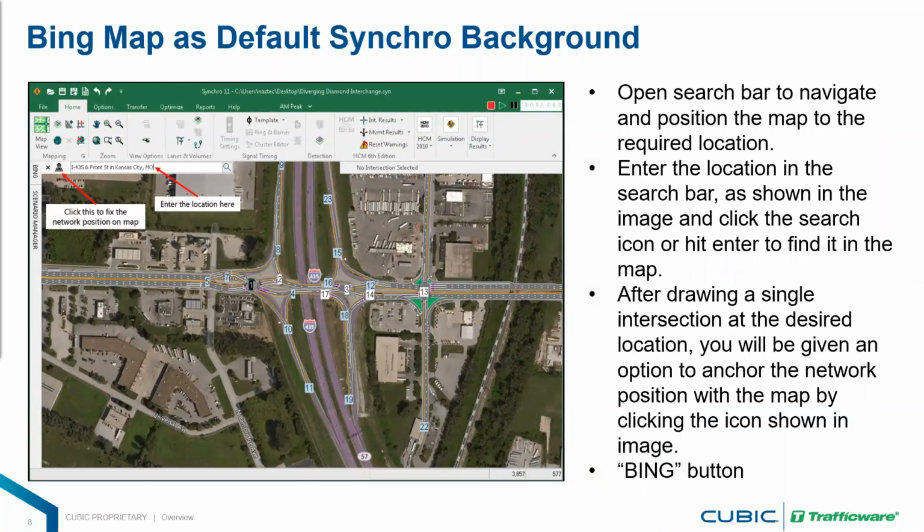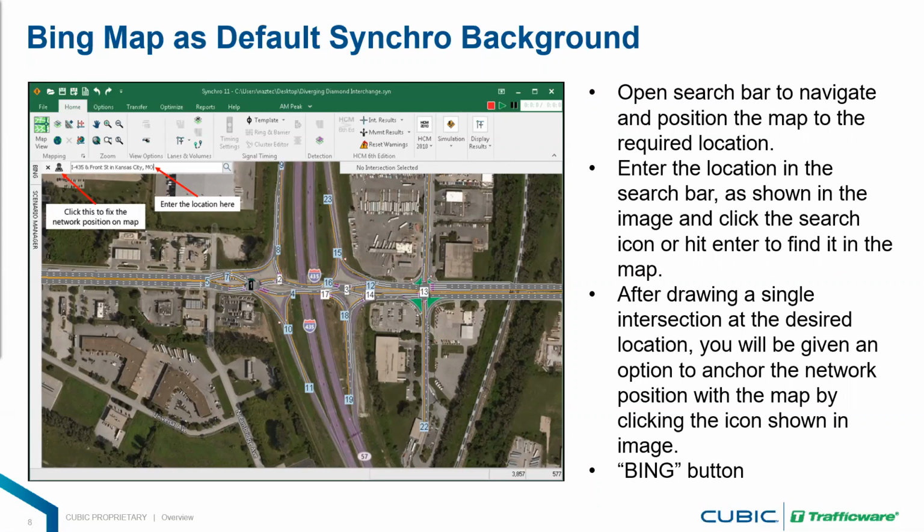Okay, so when you open the software in Synchro 11, a search bar will automatically open for you. You can see here that this bar will be opening for you. Then you just need to type in the location where you want to have your network. You will see there is a search button. You just need to hit that button, or you could hit enter on your keyboard, and the software will take you to the location of your network.